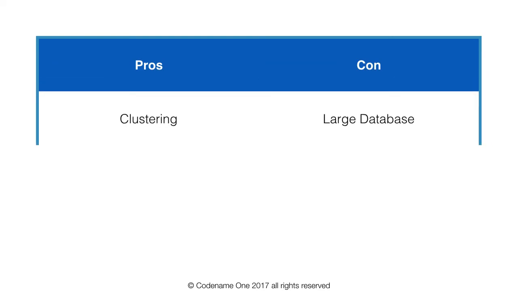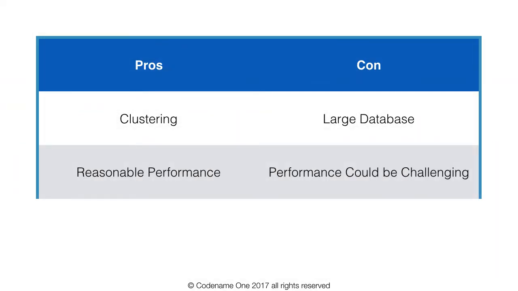A pro would be that it works with clustering, as data is in the database and not on a specific server file. However, it might make the database too large and harder to back up. Performance is more complicated. It should be reasonable as long as the table is separate. Historically, performance of blobs in the database was pretty bad, and there might be issues in some deployments or some database types, so this might be challenging.